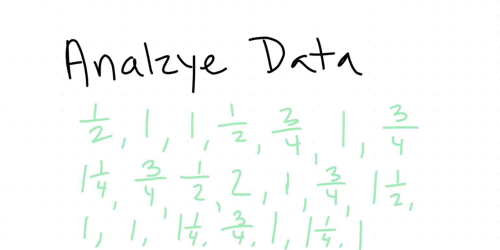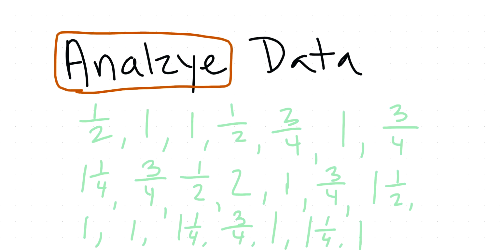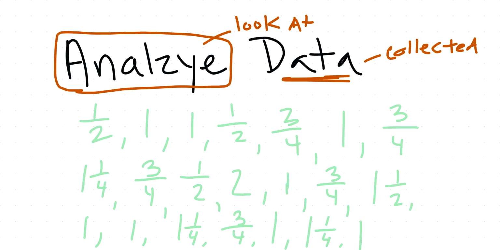So when we think about analyze, that is just a really cool scientific word for to look at. That's really it. Look at. And then data, right? Data is really just stuff that has been collected, like information. Collected information. So we're going to look at some data today, and we're going to analyze it, look at it, and answer questions based on the data that we're looking at.